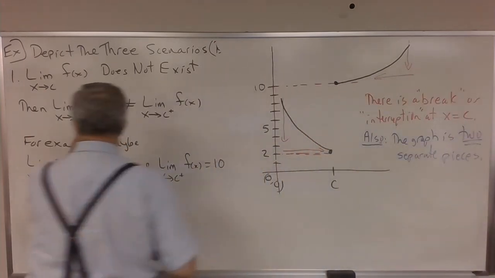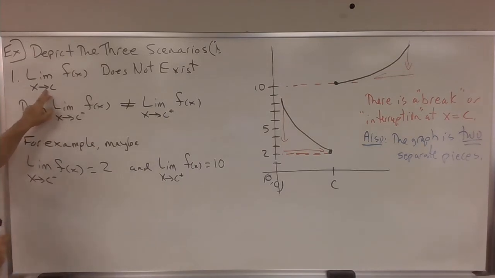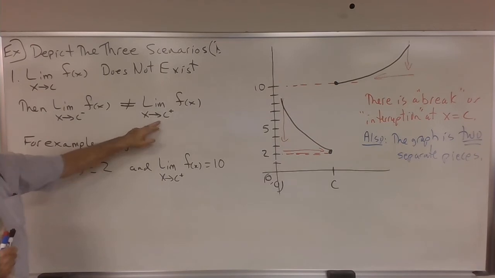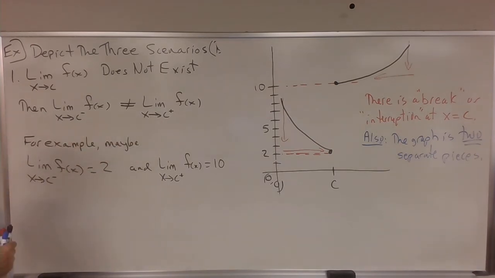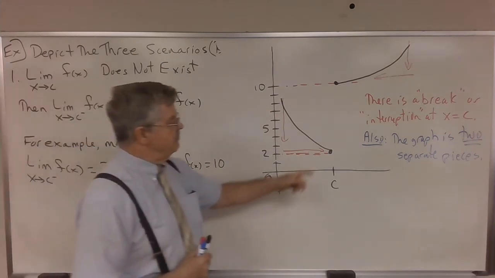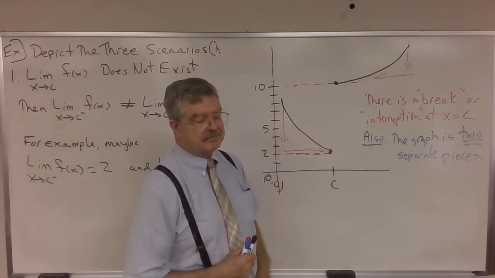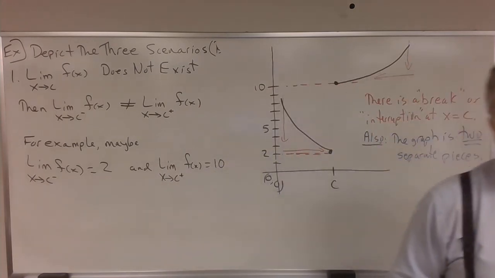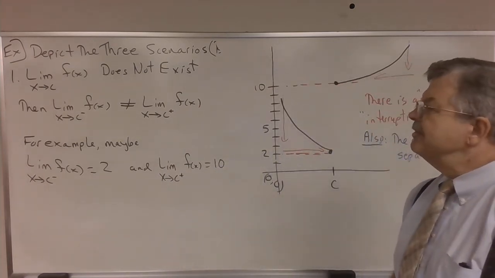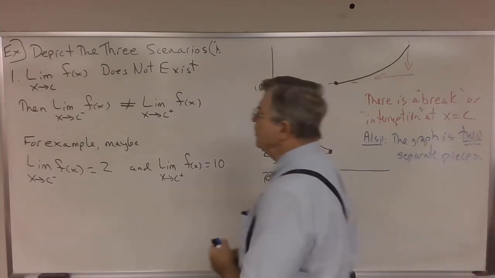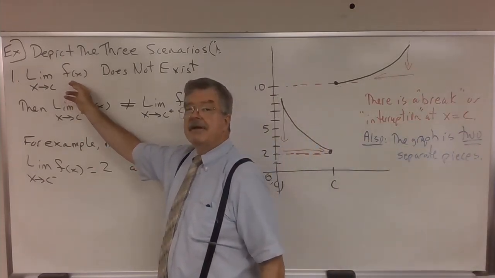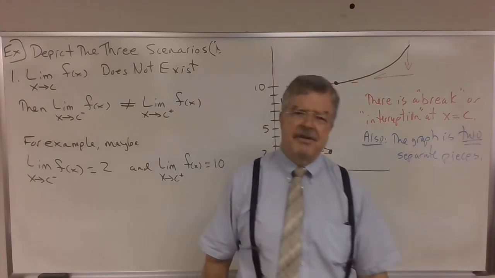And that's what happens when the limit of f of x as x approaches c doesn't exist. If this limit doesn't exist, then the two one-sided limits can't be equal. And that causes our big break in the graph. So that's the graphic depiction of the first scenario, where the limit of f of x as x approaches c just doesn't exist.